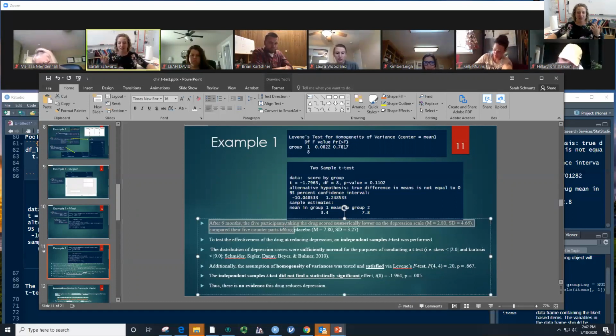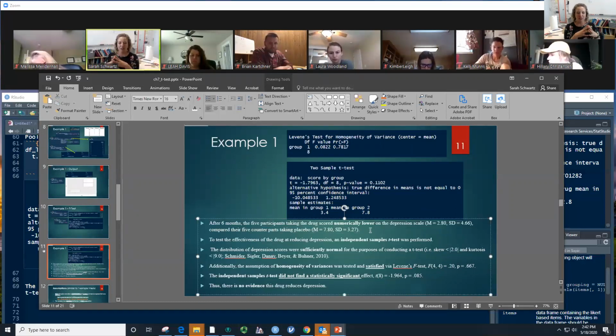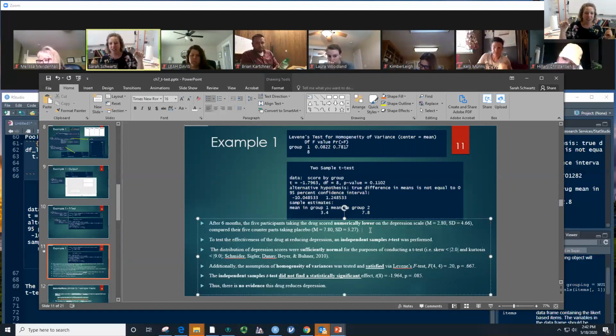After 6 months, the 5 participants taking the drug scored numerically lower on the depression scale compared to their 5 counterparts taking the placebo. Now notice the way they wrote this. We have the sample sizes, 5 and 5. We have the 2 means, and we have the 2 standard deviations. In the parentheses, if we choose to put the means and standard deviations in parentheses, we can use the abbreviations capital M or capital SD.